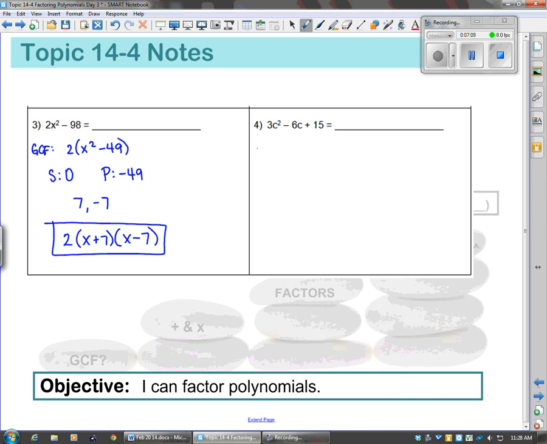Number 4, GCF is my first step. My GCF is 3. We can see that. Divide everything by 3. And you're left with c squared minus 2c plus 5.